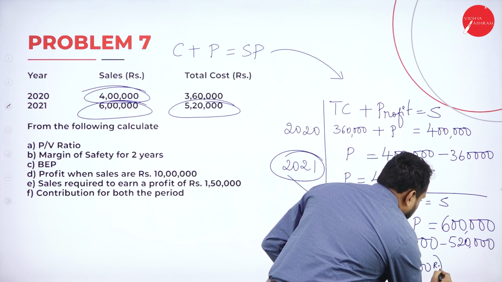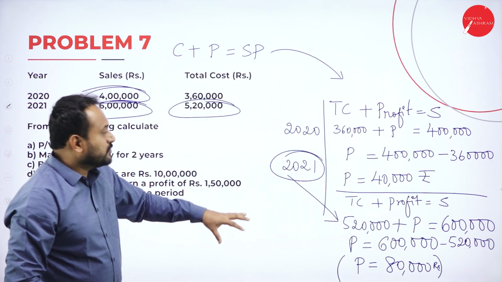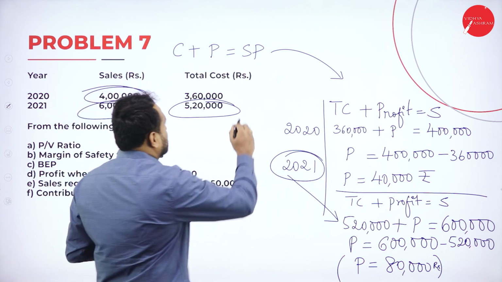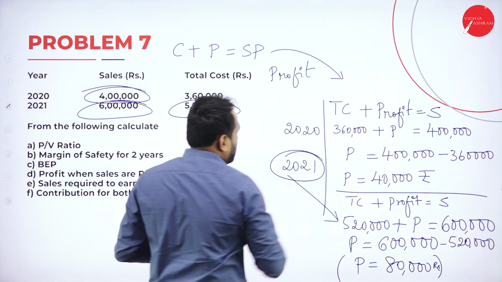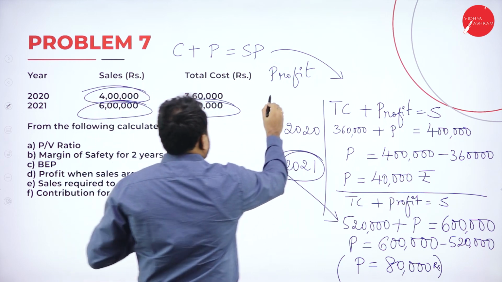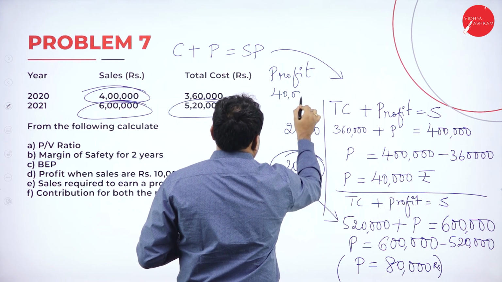So you will go with the word rupees here. So now the problem is like this. Profit: you go with this profit. How much is my profit? Here it is 40,000.